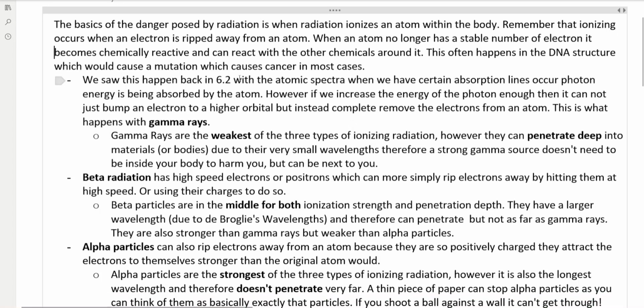We saw this previously back when we talked about having a photon coming into an atom, and you bump an electron up the orbital levels. But if you have enough energy, then the electron can actually get completely removed from an atom, and that's what's happening with gamma rays. Gamma rays are photons with a ton of energy, and so gamma rays are bumping those electrons completely out of the orbitals.